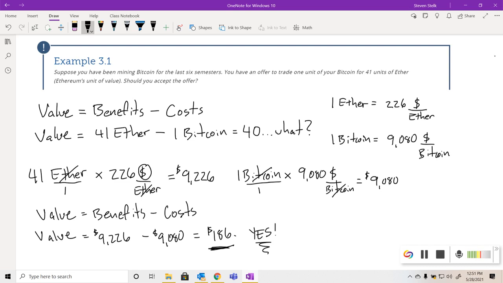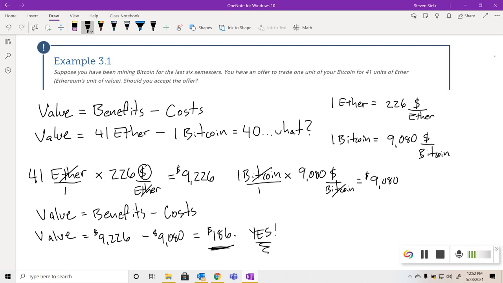Even if you have no interest in ether and you just want Bitcoin, you just want dollars, you would still execute the trade, and then you could either sell off the units of ether, just convert it to cash, and you'll have 186 more dollars than you had before, or you could convert the ether again to Bitcoin on the market, and then you'd have 186 more dollars worth of Bitcoin than you had before.